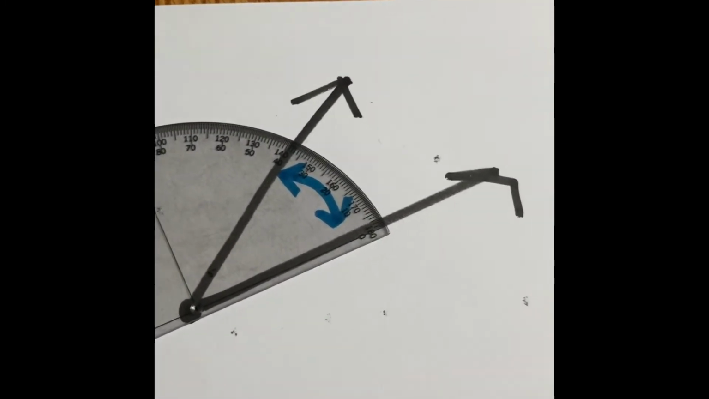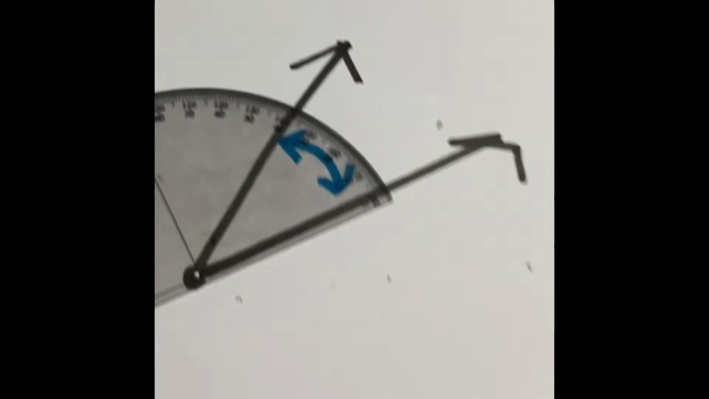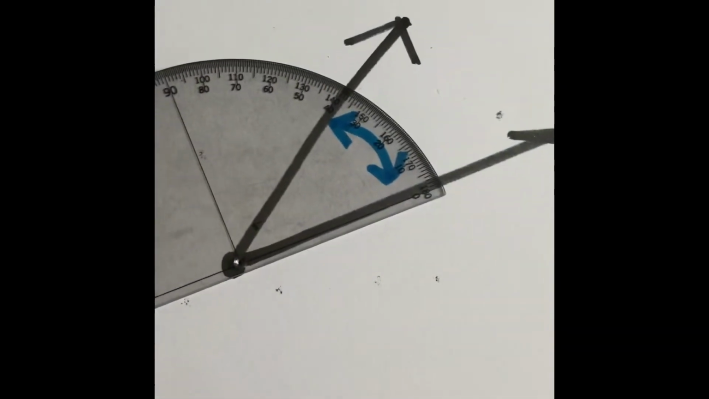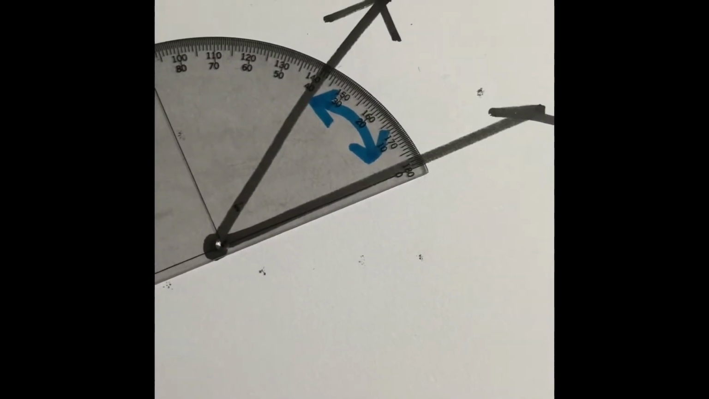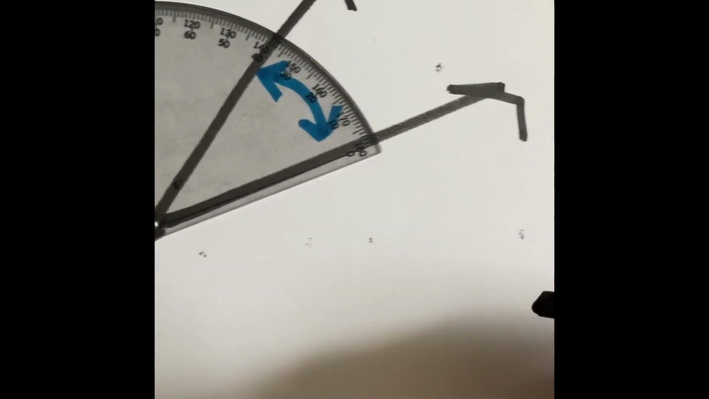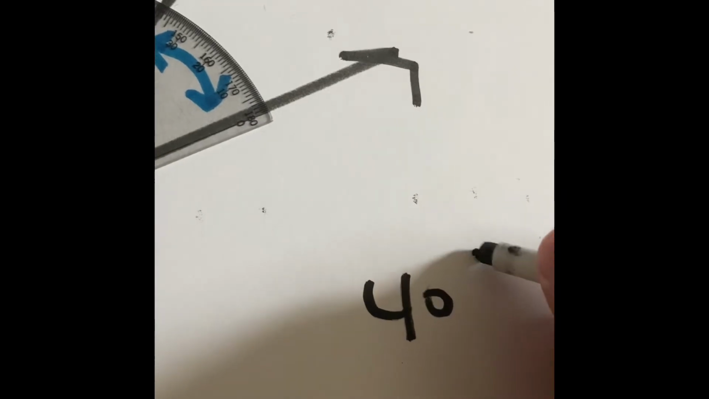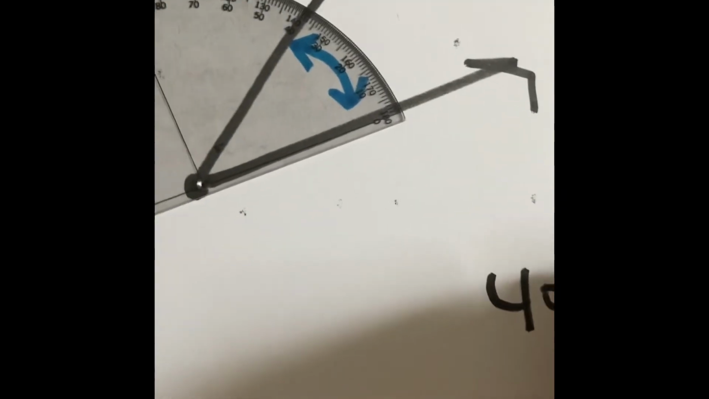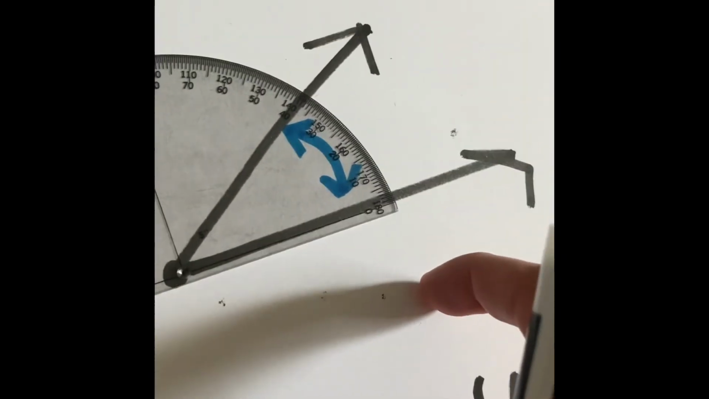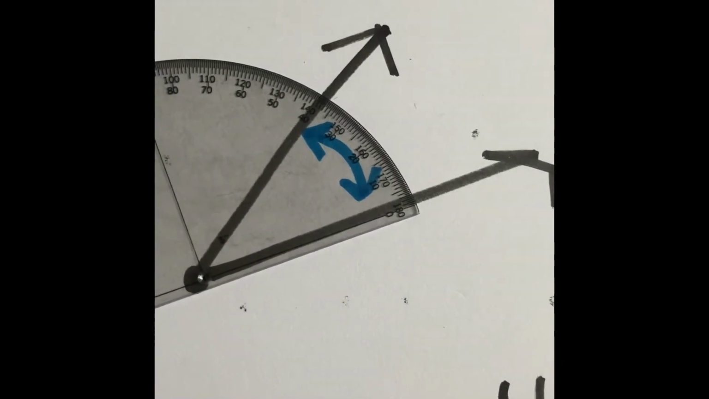But angles have names too, and they also have identifications. Lines are just called lines, but what is this angle called? If we said that it was 40 degrees wide, what do you think this angle is called? Type in the comments below.